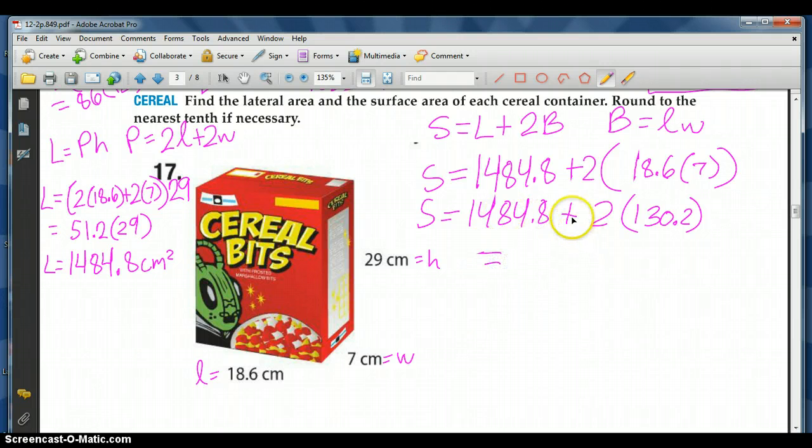And if I multiply and then add, I would end up with a surface area of 1,745.2 square centimeters.